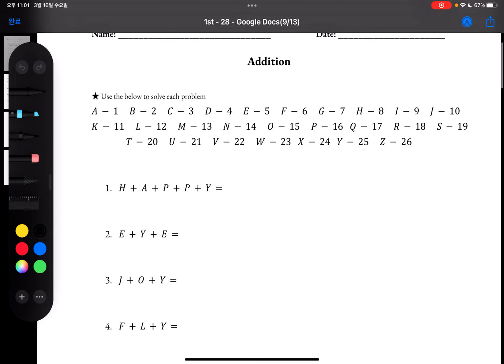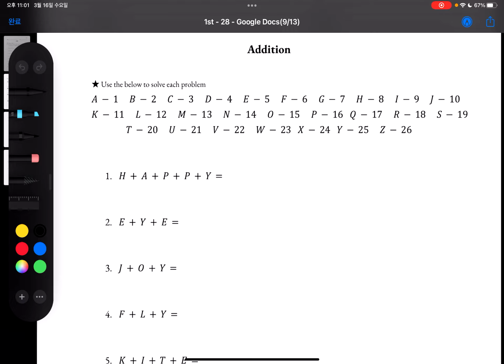This is using the alphabets in order to find the numbers that you have to add. So it might look hard, but when we know how to do it, it won't be that hard. So let's look at number 1. It says happy. You are not really adding the alphabets, but we have to find the alphabets from the list up here, and use the numbers that go along with the alphabets.